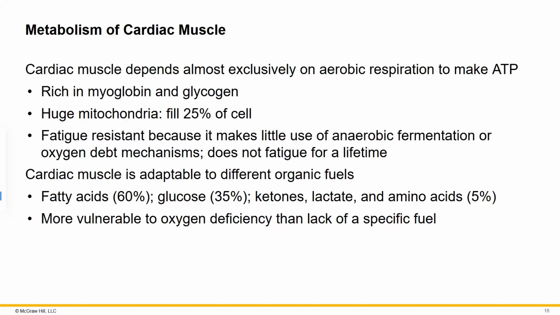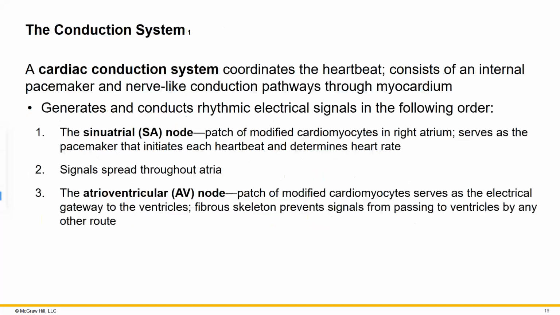Cardiac muscle is adaptable to different organic fuels: fatty acids, 60%; glucose, 35%; and ketones, lactate, and amino acids, 5%. It is more vulnerable to oxygen deficiency than to the lack of a specific fuel.